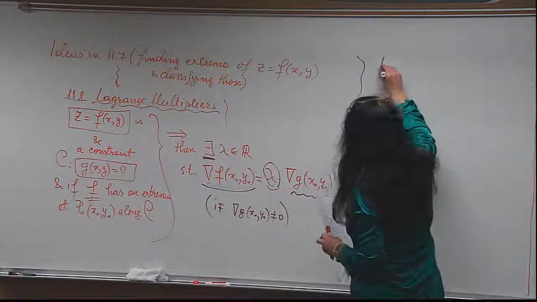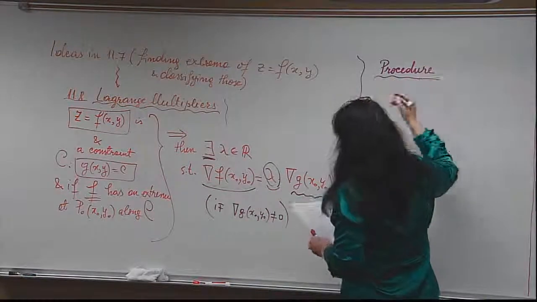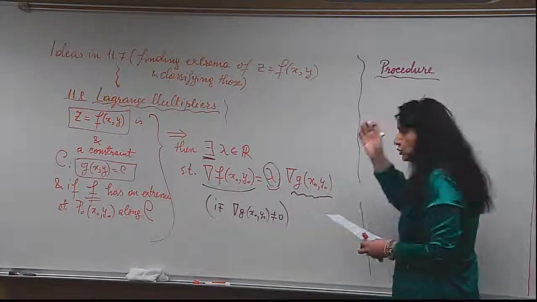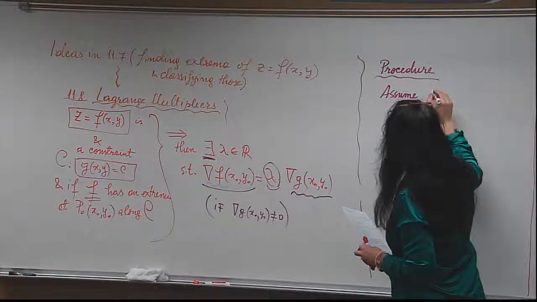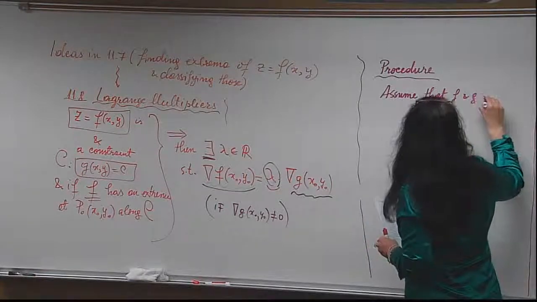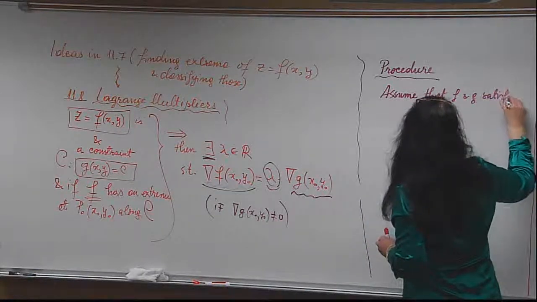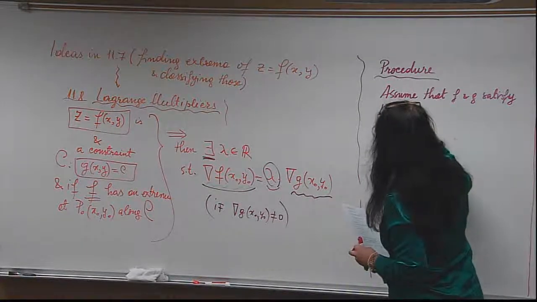So if I were to write an algorithm, a procedure for the method, I would say, well, assume that f and g are nice to you. Don't write that down. Assume that f and g satisfy the conditions of Lagrange's theorem.